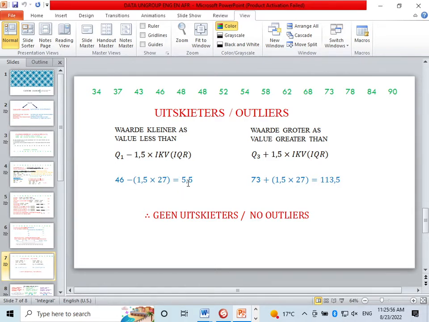If there's a value smaller than 5.5, that value will be an outlier. Then you do the same thing, but you add it to the upper quartile. The value is 113.5. If there's a value greater than 113.5, then that value is an outlier. But in this set of data, there are no outliers. You good?